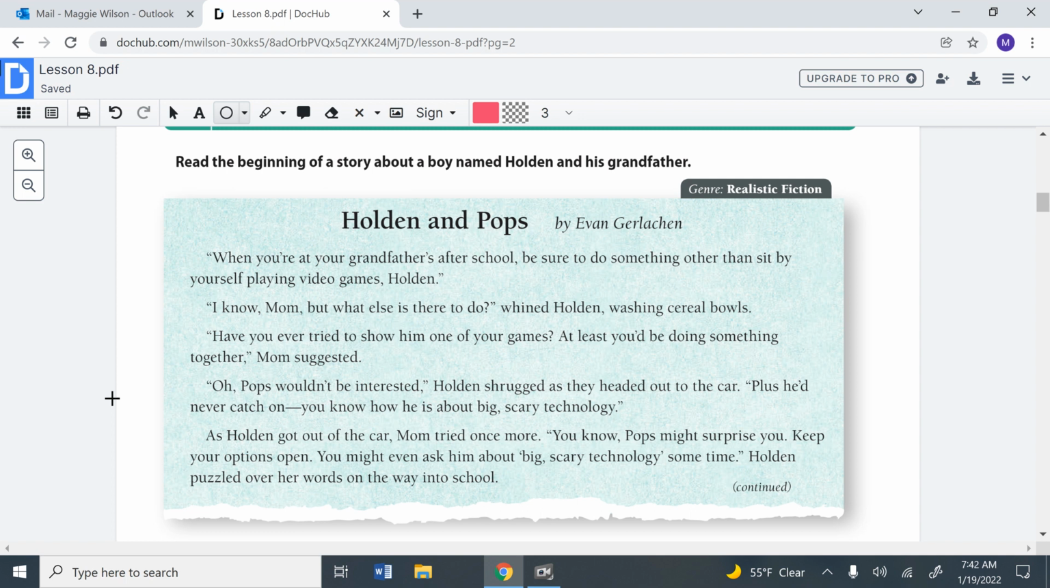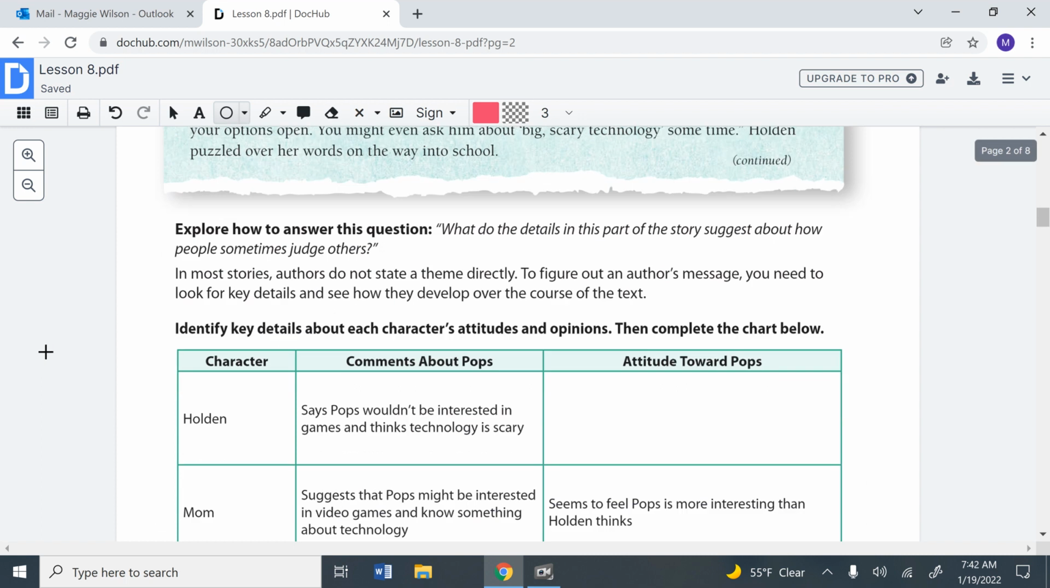As Holden got out of the car, Mom tried once more. You know, Pops might surprise you. Keep your options open. You might even ask him about the big, scary technology sometime. Holden puzzled over her words on the way to school. So it says, explore how to answer this question.